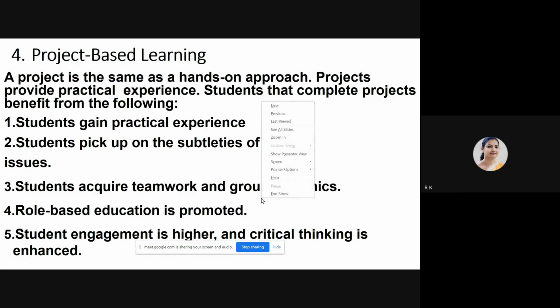I'm so grateful to IoT Academy. I should definitely say this, because I got somebody through LinkedIn asking, how do you adopt that particular method? I have already discussed project-based learning in the earlier session also. This is one of the research-based methods where students can gain practical experience. A project is actually a hands-on approach. Projects provide practical experience.